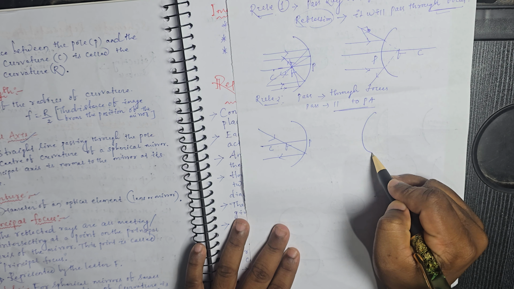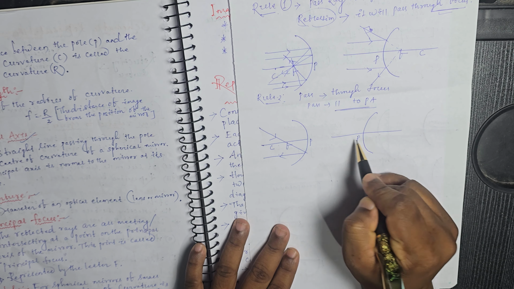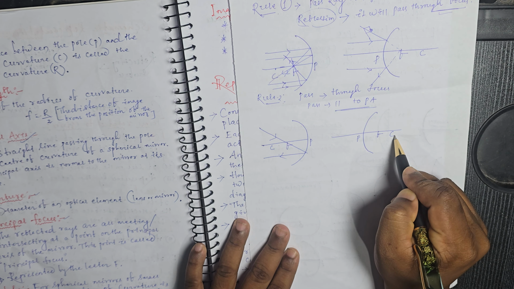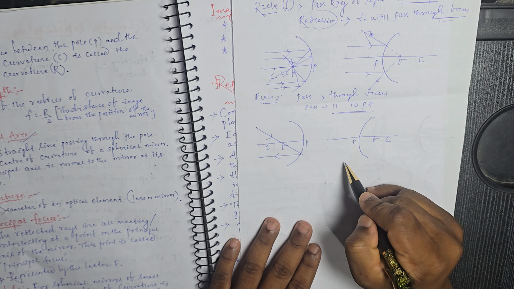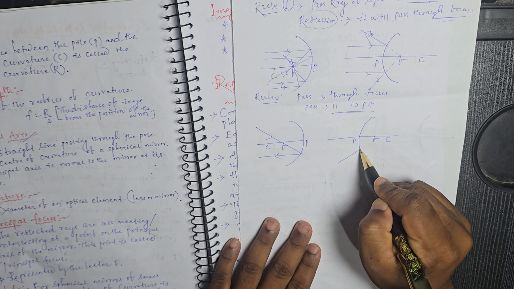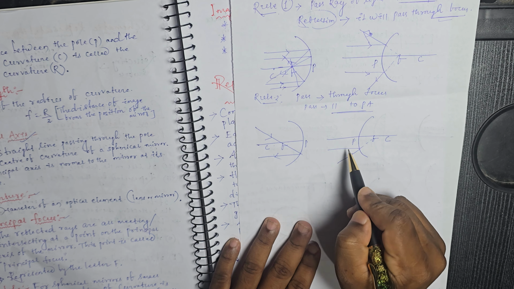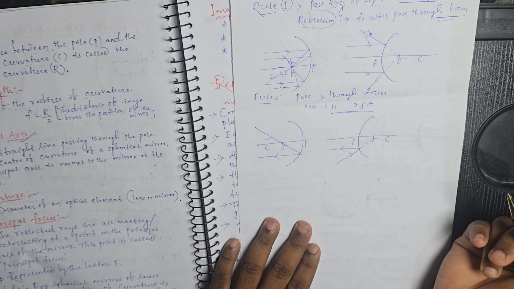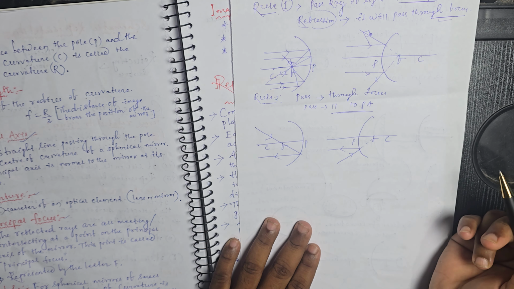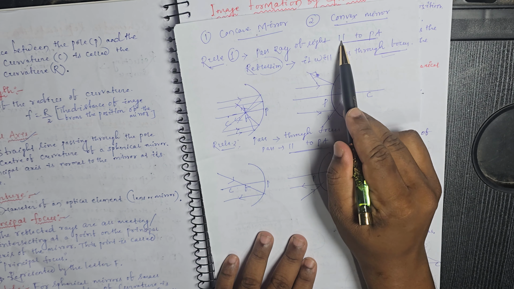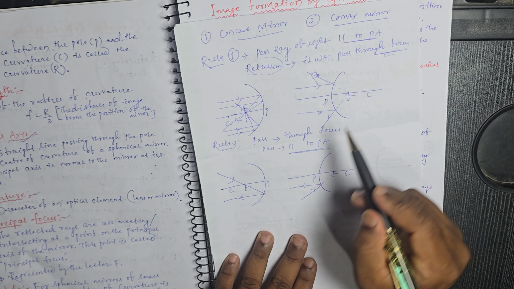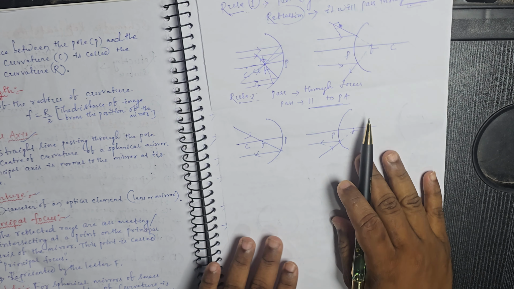If you do the same thing with convex mirror, it will behave the same way. Let's say I'm taking in this way, pass through focus, it will go parallel to principal axis. I hope this is clear. Got it? Exact opposite. Parallel to principal axis, pass through focus; pass through focus, parallel to principal axis.